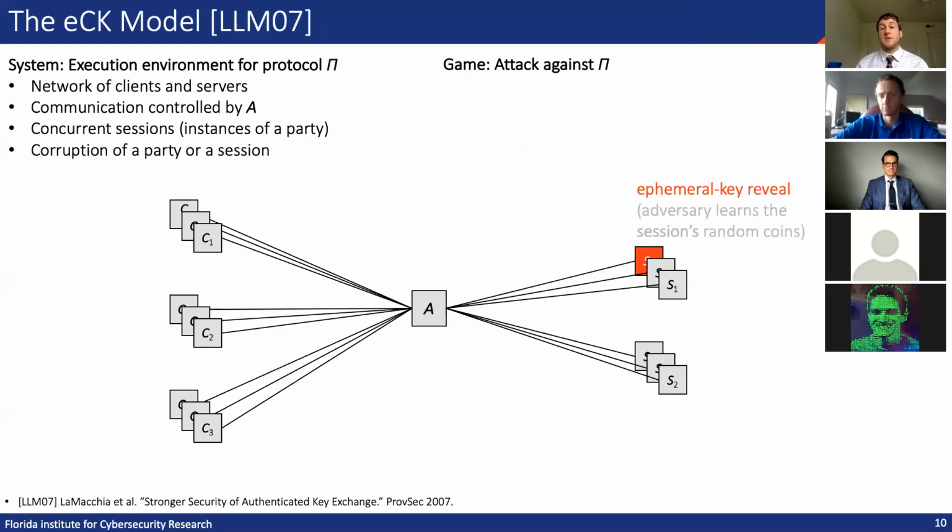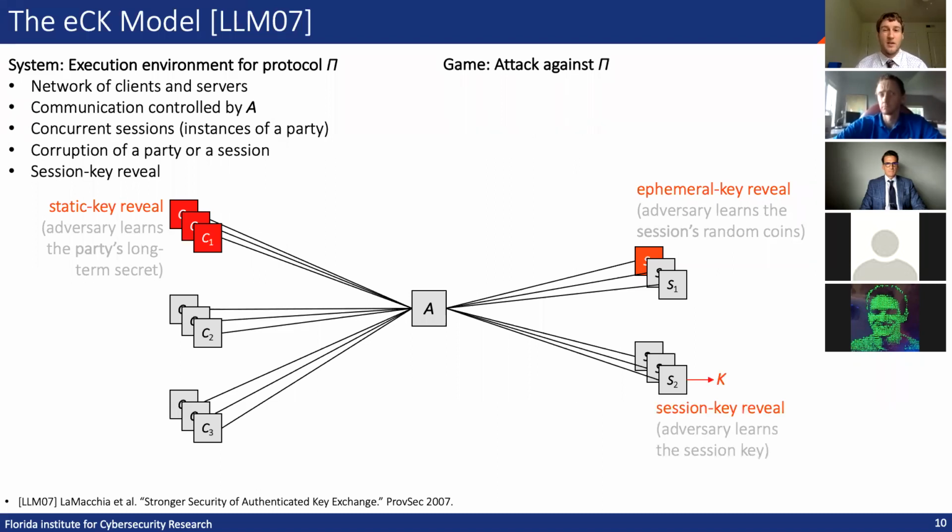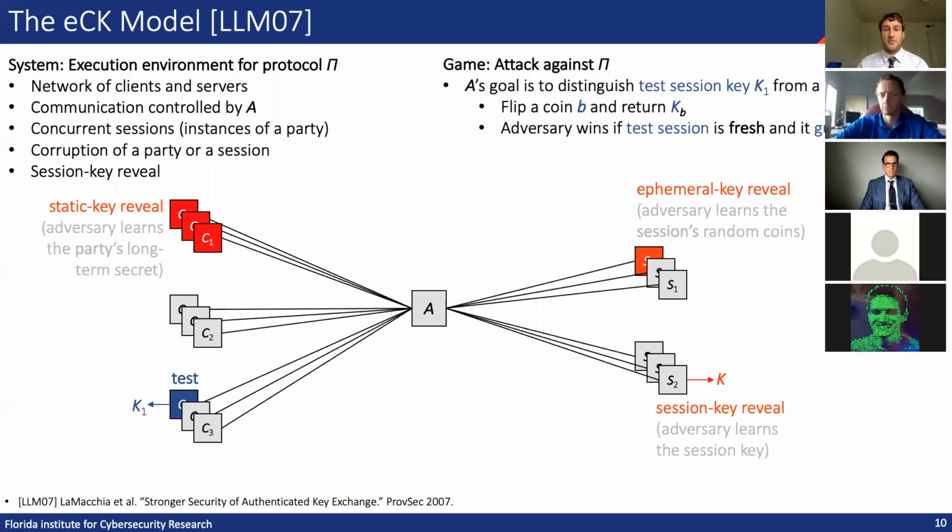Now, the attacker is empowered to corrupt a session by revealing its ephemeral key, which consists of the random coins consumed by that session, for example, to generate the party's key share. It can also corrupt a party by revealing its static key, that is, the long-term secret used by the party across multiple sessions. In our case, a client static key would be its password. When a session completes successfully, it outputs a session key, which the attacker is also capable of revealing. And remember that the goal of the adversary is to distinguish some session key from a random one.